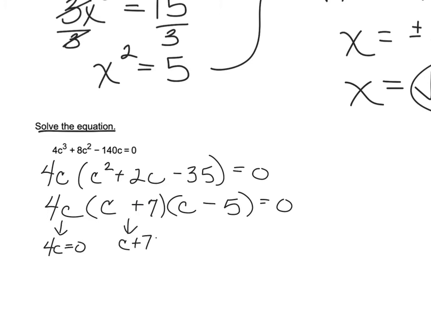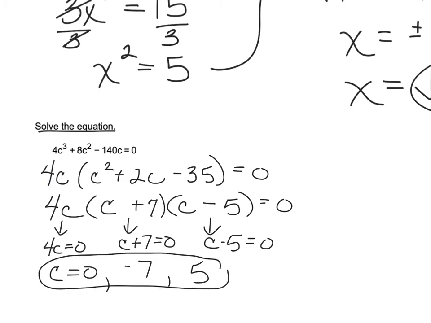You can look at these a lot of times and tell. You don't necessarily have to write this step right here. I realize you can kind of look at it and tell. The first one would be c is 0. The second one would be negative 7 and 5. Notice we get 3 possible answers. Our original problem was c cubed, so a lot of times that happens when you have c cubed. It means you could have 3 answers, 3 or less.